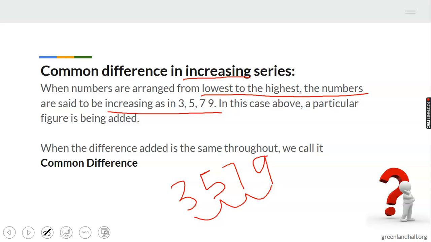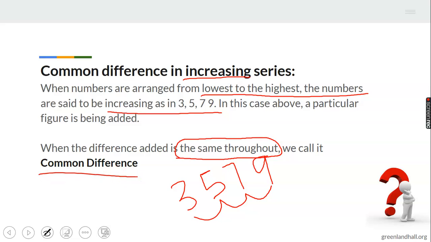Between 3 and 5, something is added that gave me 5. Between 5 and 7, there's something also added to 5 that gave me 7. And there's a number between 7 and 9. If the difference added is the same throughout, that's what we are talking about. When the difference is the same throughout, we call it common difference.